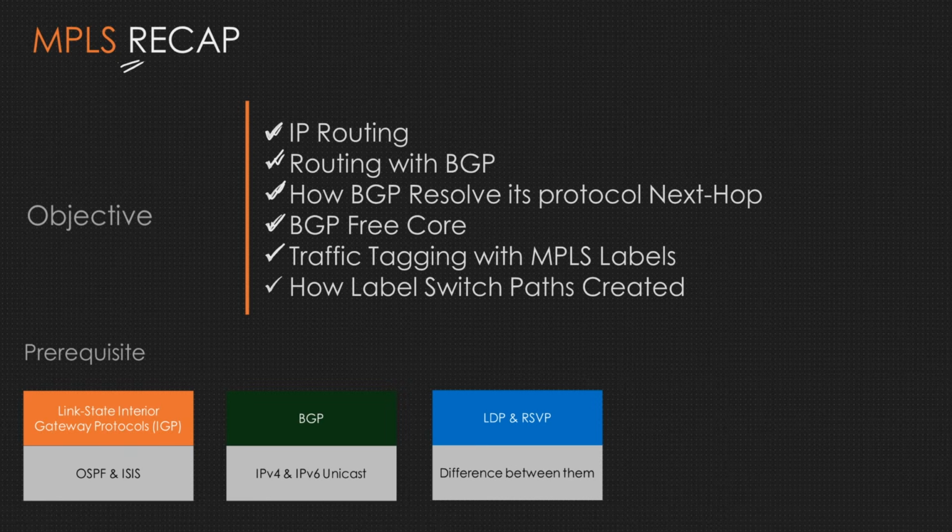Also, we'll see the traffic tagging with MPLS labels, how a label switch path is created, and which protocols are used in this label switch path. This is basically an MPLS recap, so that before we start segment routing, we are able to recap all these concepts. The prerequisite is that you should know about link state routing protocols, you should know about BGP, and you should know about label distribution protocol and RSVP, the difference between them, and why they are used in MPLS.